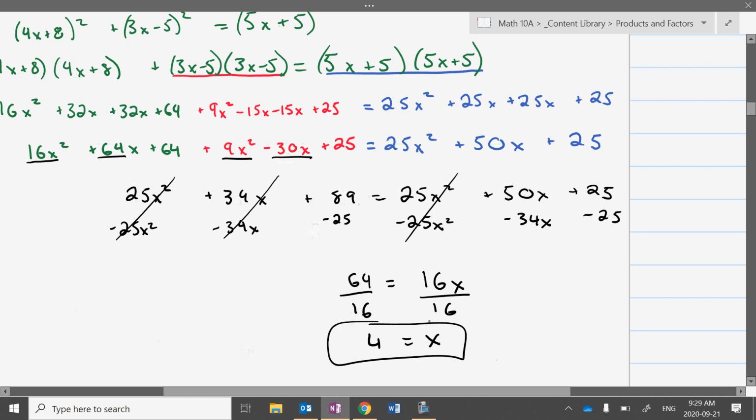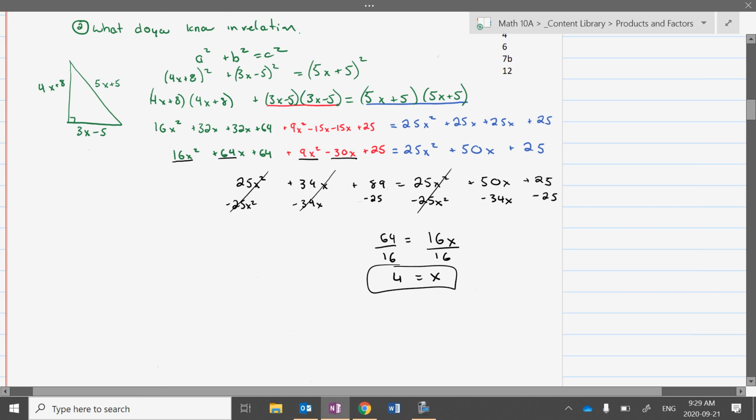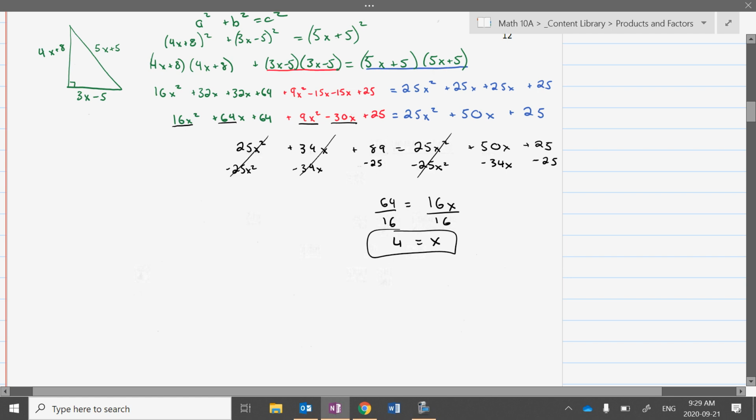Are you done? Oh, good, Jasmine. You actually have to solve for the side length. So now you need to plug this in and figure it out. Let's do our hypotenuse first. So we had 5x plus 5. I'm showing a lot of work; you could show less. So my hypotenuse is 25 centimeters.